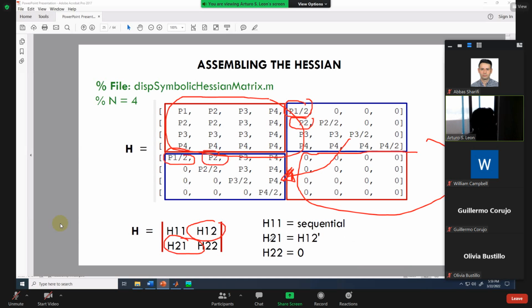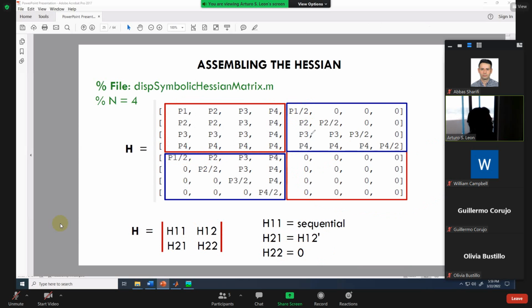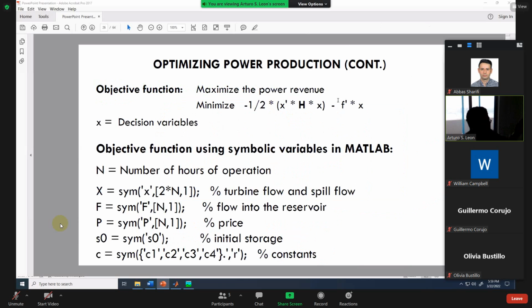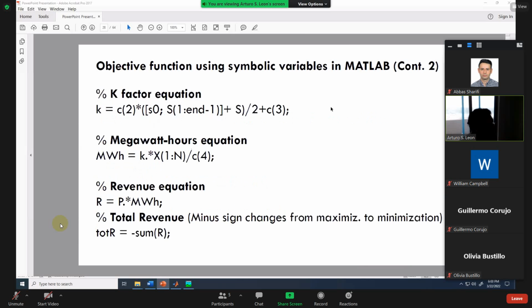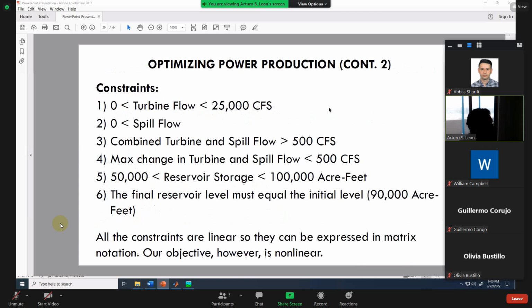So I say, okay, this H2,1 is the transpose of H1,2. And H2,2 is equal to zeros. H1,1 is sequential because I have 1, 2, 3, 4, 1, 2, 3, 4. Okay, so I start to have a shape. I start to have a pattern. Right? Okay, so we can do that. And then we simply do some evaluations in MATLAB. I do that to get the pattern. And then, that's it.